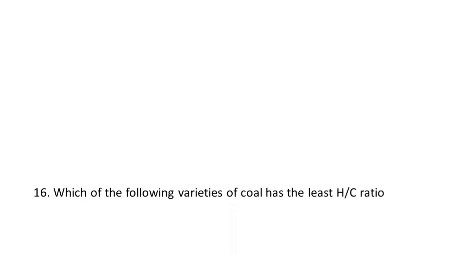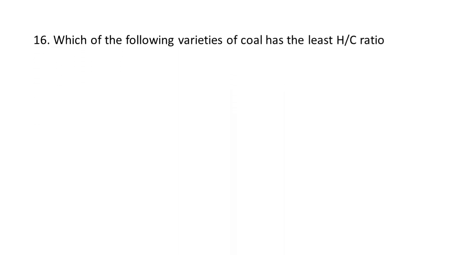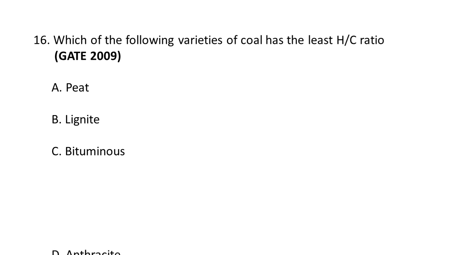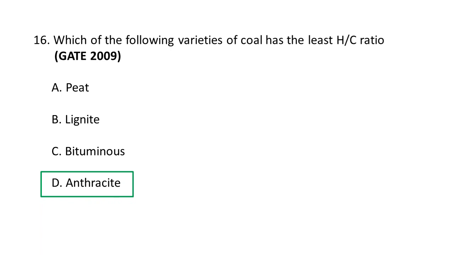Next question. Which of the following varieties of coal has the least hydrogen by carbon ratio? A. Peat, B. Lignite, C. Bituminous, D. Anthracite. So the variety of coal that has the least hydrogen by carbon ratio is known as anthracite. Anthracite has the least hydrogen and a high carbon ratio.